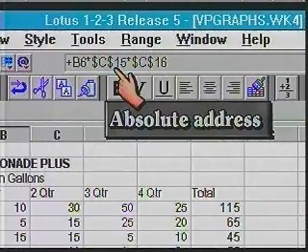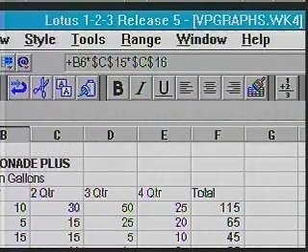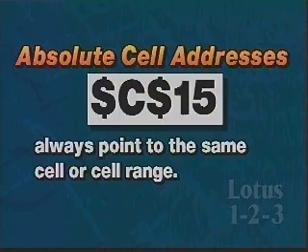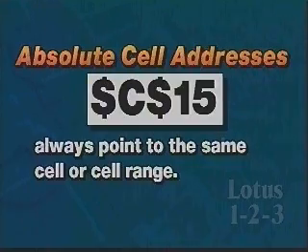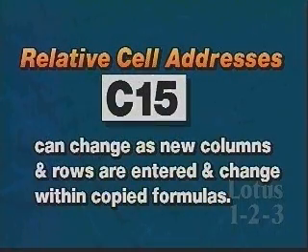Up to this point, we have worked with formulas that use relative cell addresses. So what is the difference between the two? Well, it is fairly simple. Absolute cell addresses always point to the same cell or cell range, no matter what, whereas relative cell addresses can change as new columns and rows are entered and do change within copied formulas.